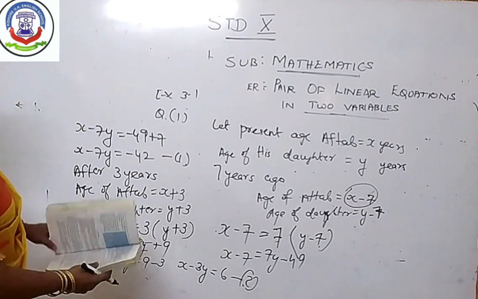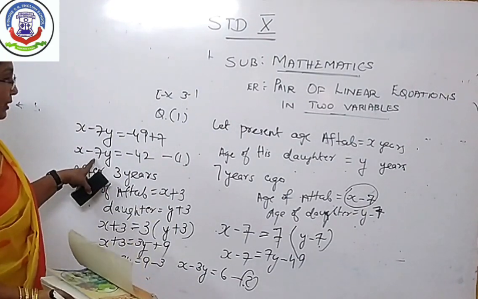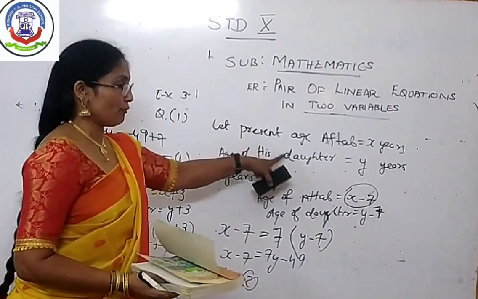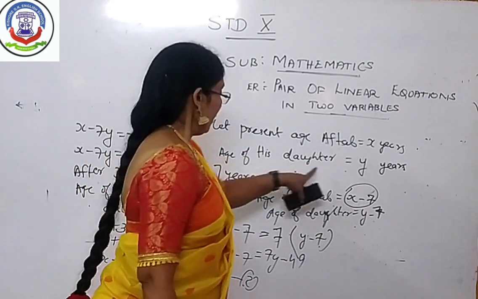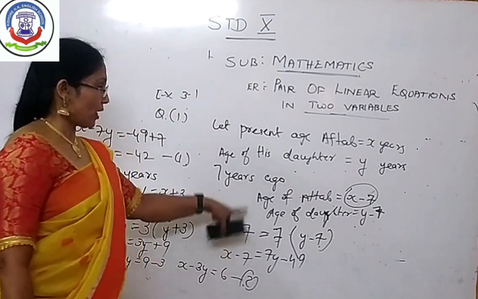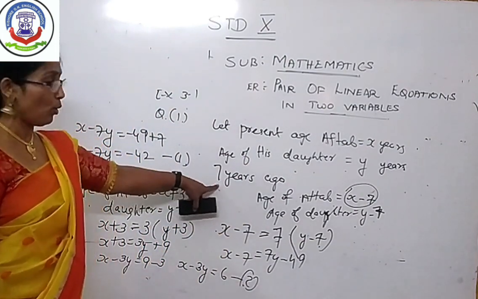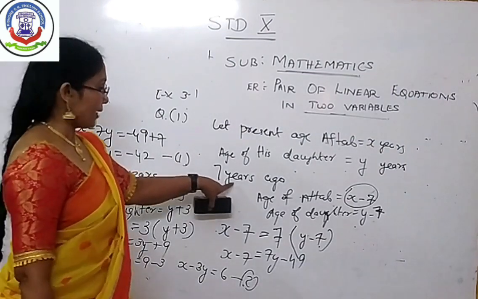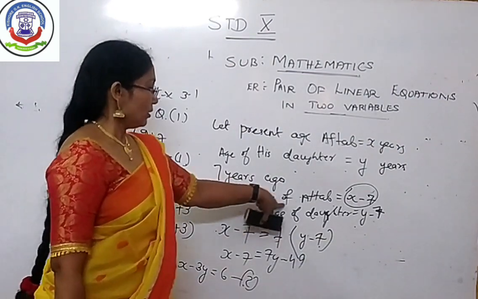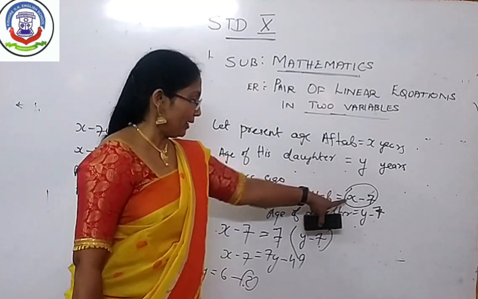Okay. Now you might have got the two equations. How do we find them? First, the present age of Aftab is taken as x, and the present age of his daughter as y. Then the correlation is given for 7 years ago and 3 years after. So you have to connect the ages of 7 years ago. The age of Aftab was x minus 7.